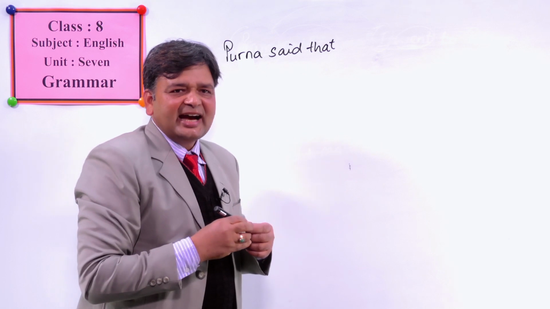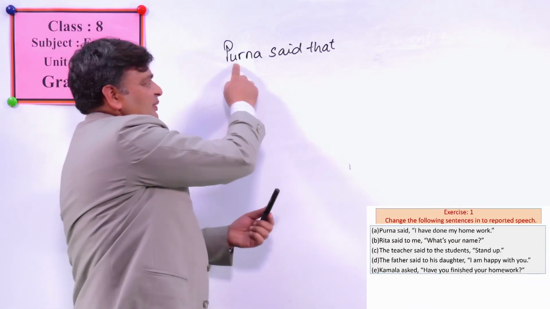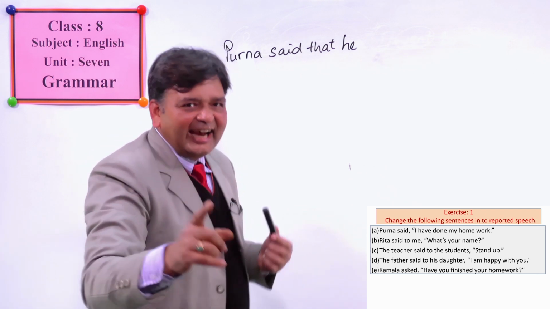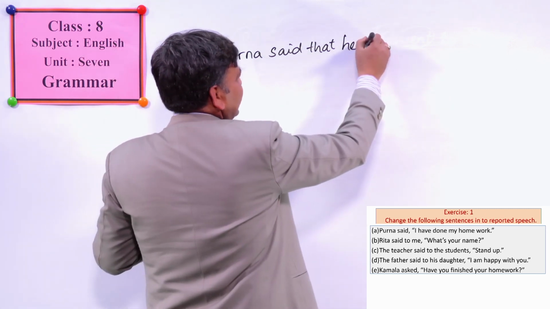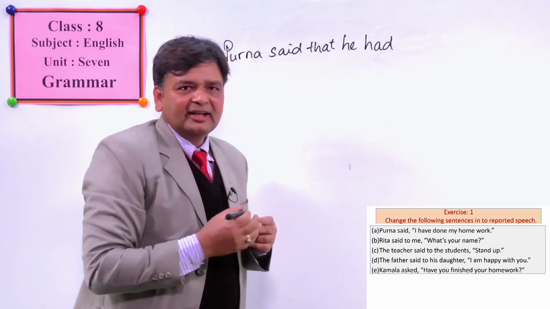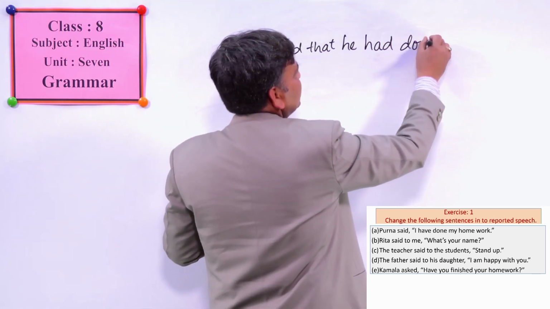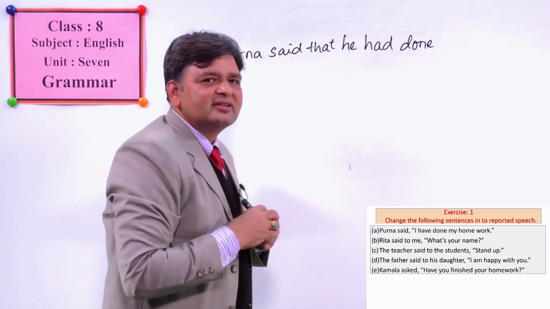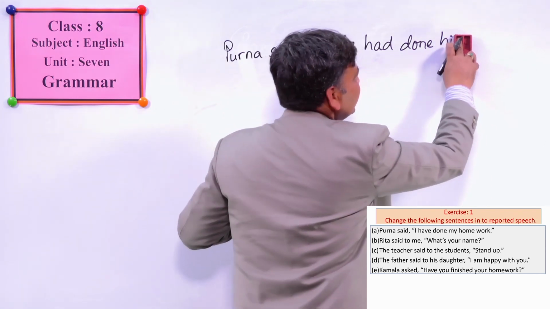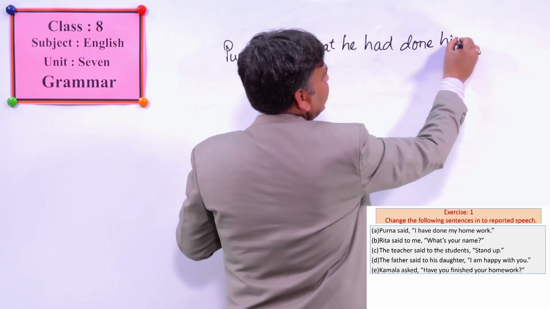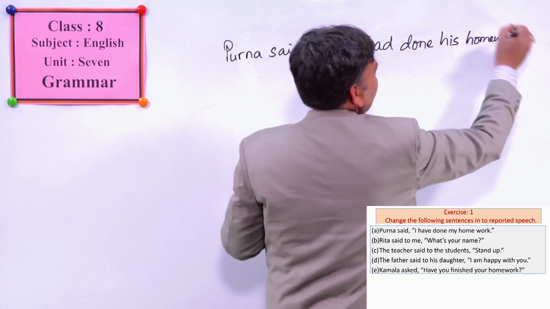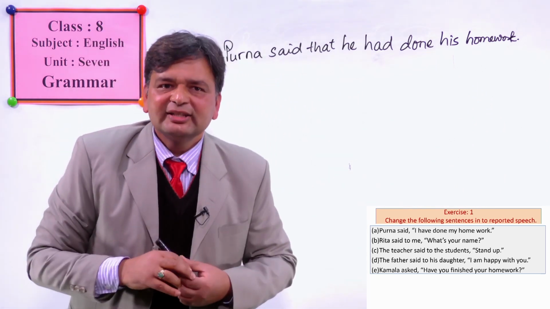Good, very good. And the pronoun is I, and I goes with a speaker. So Purna is he this time. And then had in place of have. Very good. We had an example before. You remembered it. Had, he had done. So my changes into his. Brilliant. His. Sorry, it has been him. So let me make it: done his homework. Brilliant.